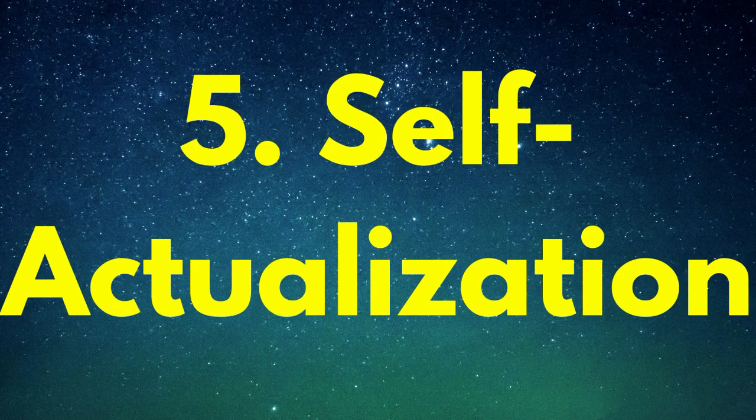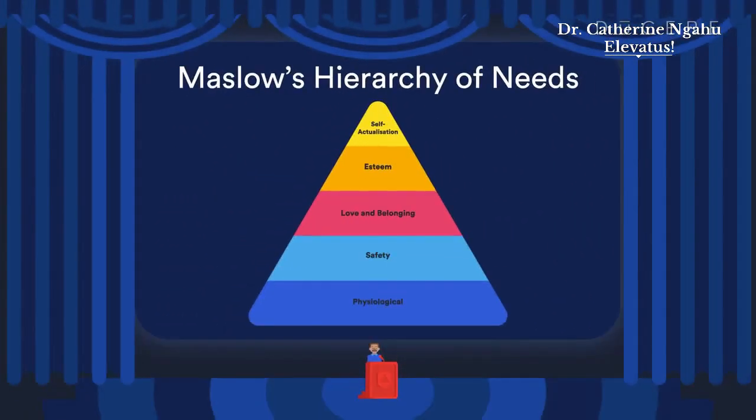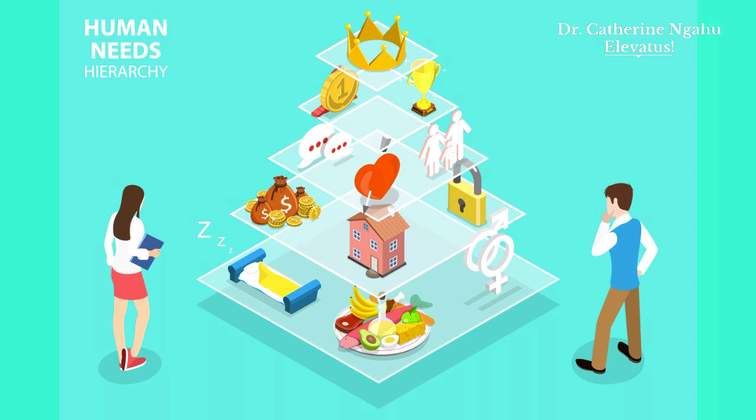The fifth need is self-actualization. This is the highest human need. It's at the top of the pyramid. It's a need to be our best selves, to fulfill our potential. It also captures the need for growth and peak experiences. The desire for self-actualization may be expressed economically or through the arts or other forms of creativity.